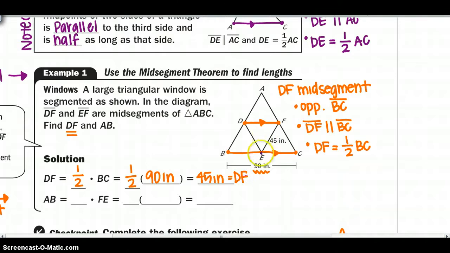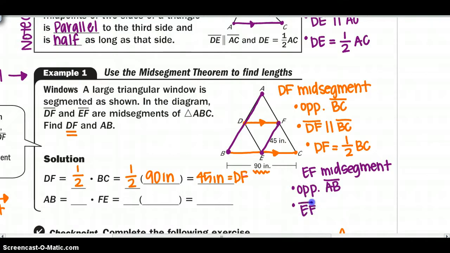All right, moving on, we have also been told that EF is our midsegment. From that theorem, we know that EF is opposite side AB, so it will never touch this side of the triangle. We know that EF is parallel to AB because of theorem 5.1. And last, we know that EF, our mid-segment, is half of AB.